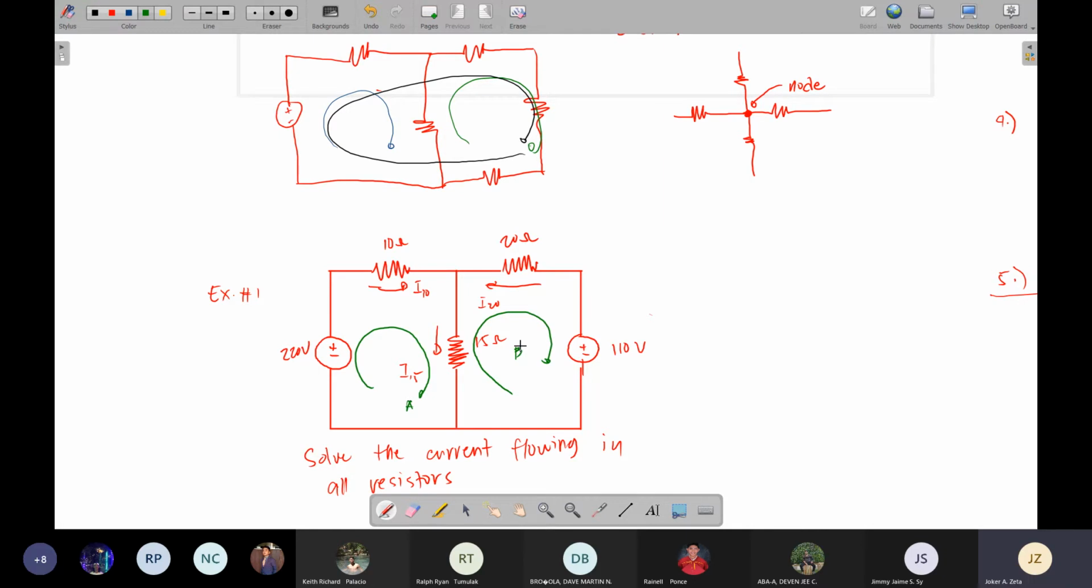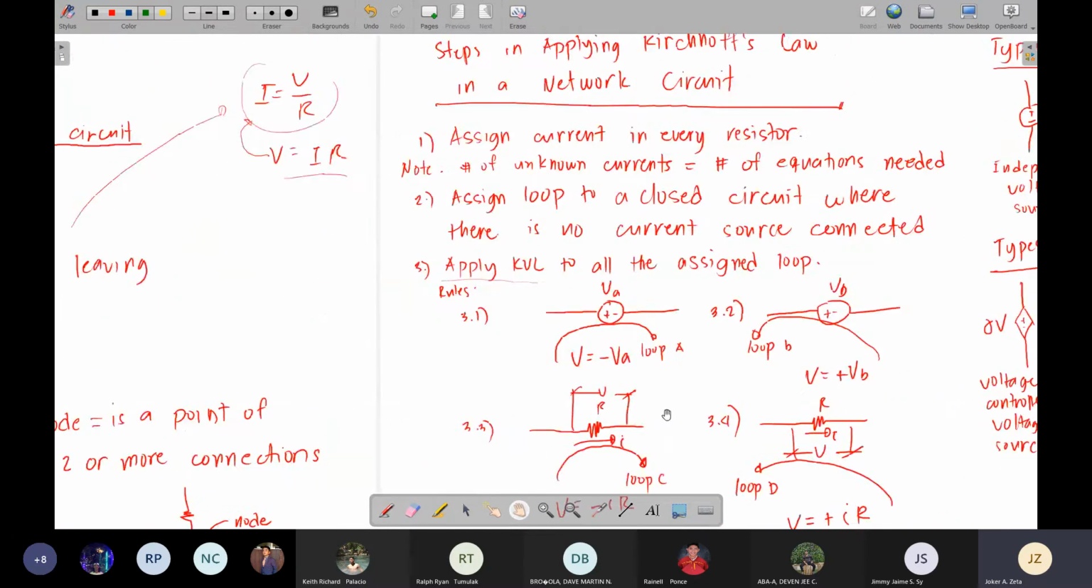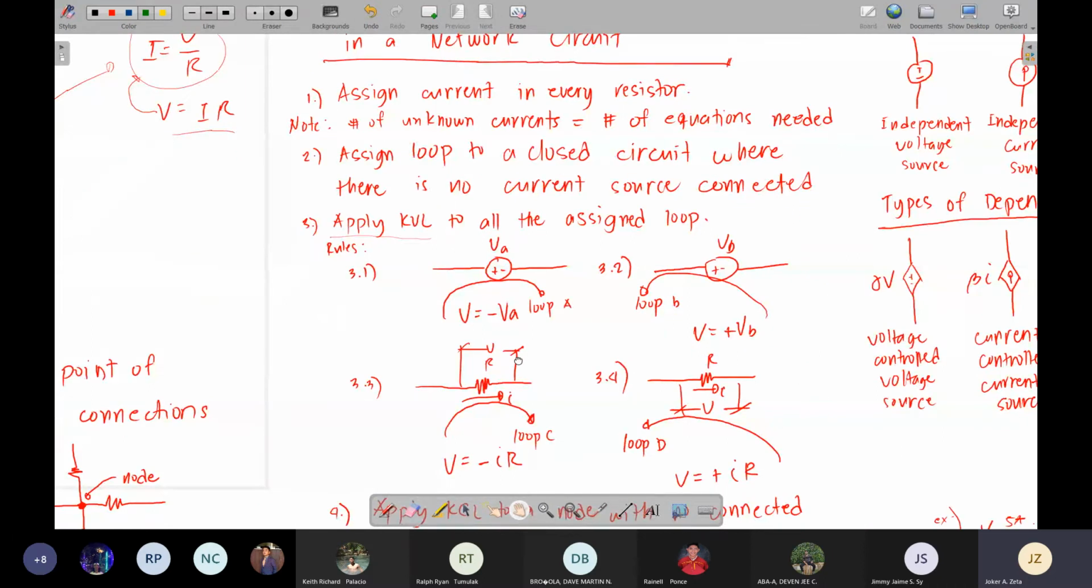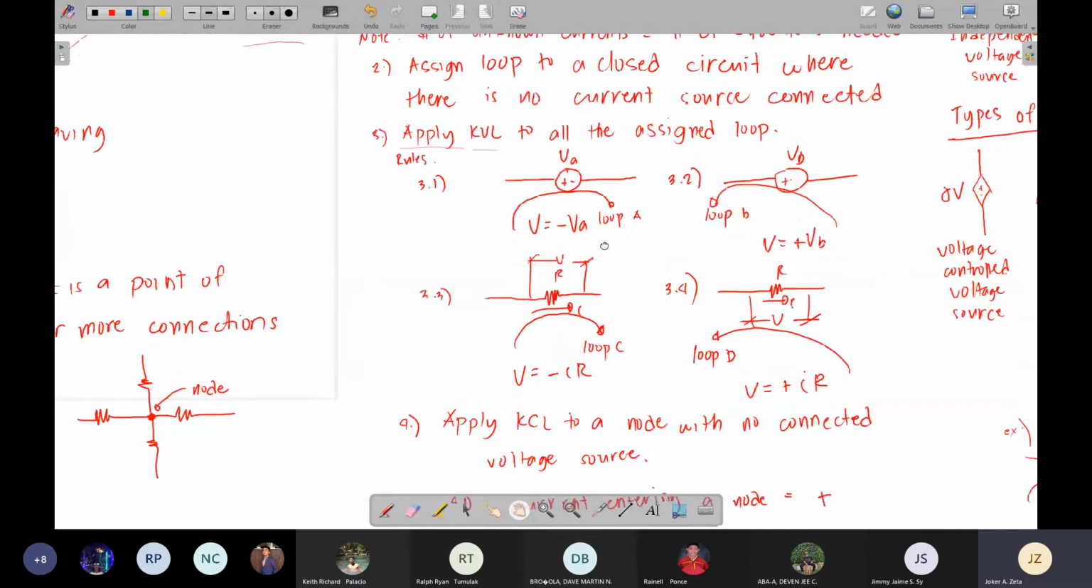Sir, does it need to be clockwise for all? No, not necessarily. It can be clockwise or counterclockwise, it's up to you. What's important is that you assign a loop to a closed circuit where there is no current source. Okay? So that is step number 2. Next, step number 3. Apply KVL to all the assigned loops.